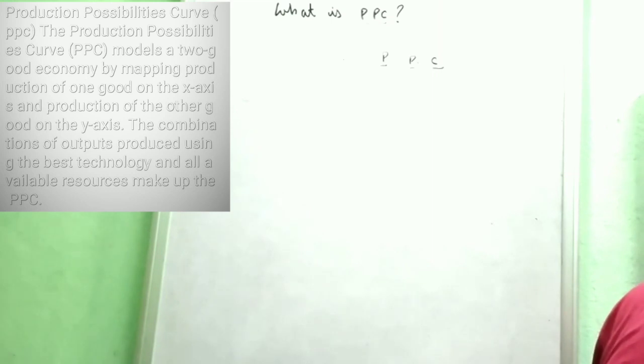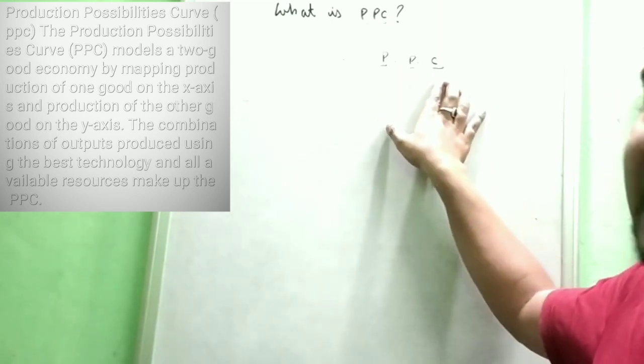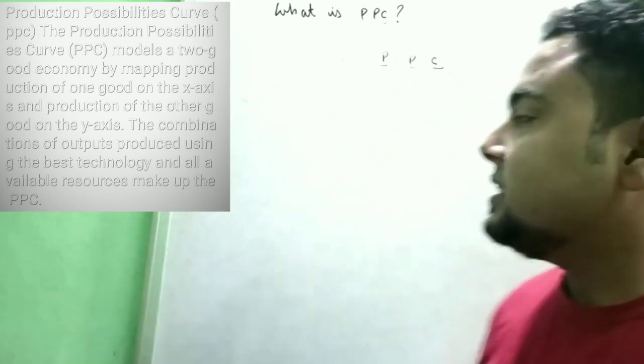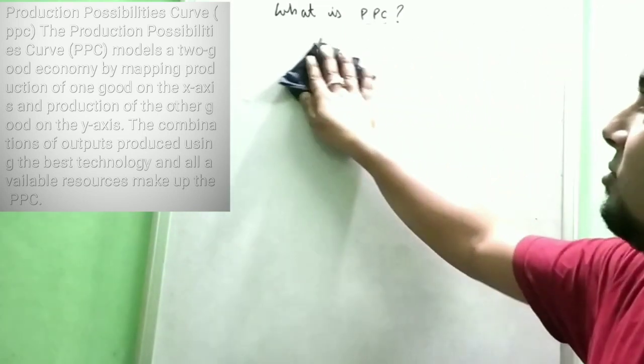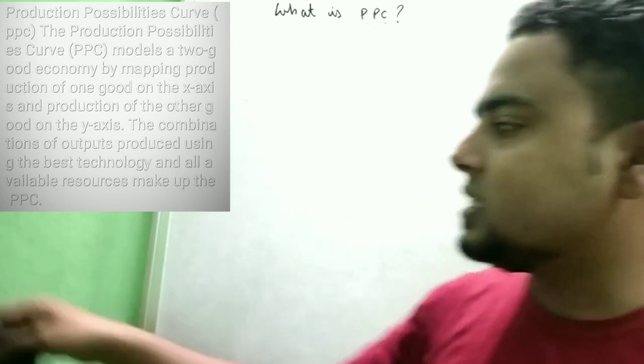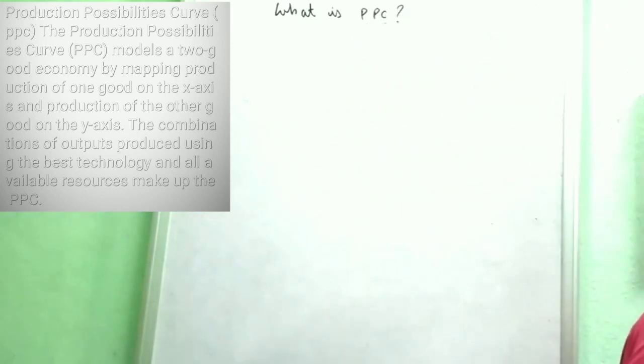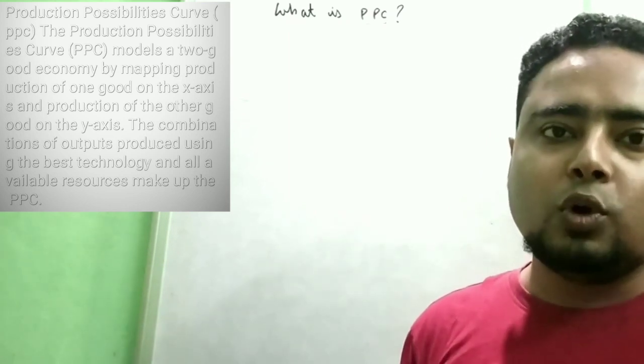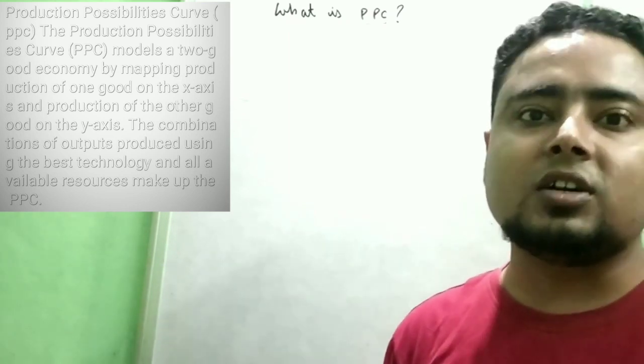So the PPC itself gives you the answer of what PPC is. That means by reading out the full form of PPC, you can easily understand what PPC is. That means production possibility curve. So what amount of production can you do with the resources constraint.